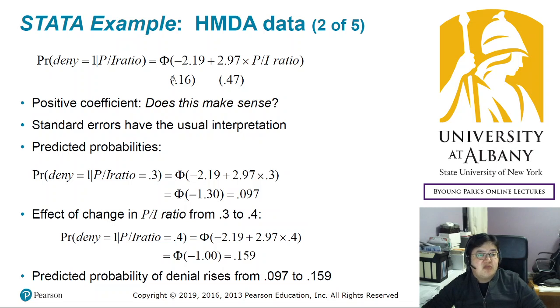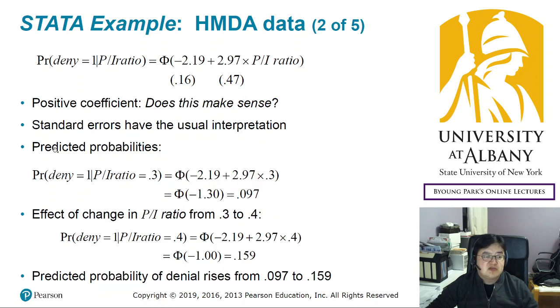So then let's see. Higher pi ratio increases the chance of denial. The coefficient is positive. It makes sense, right? Higher PI ratio means you are paying too much or your income is low, same thing. So you are more likely to be denied. That makes sense. And the standard error is small relative to the coefficient. The coefficient is about, say, 6 times greater than the standard error. So the t-stat is about 6, which is good.